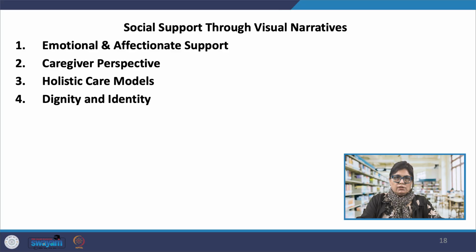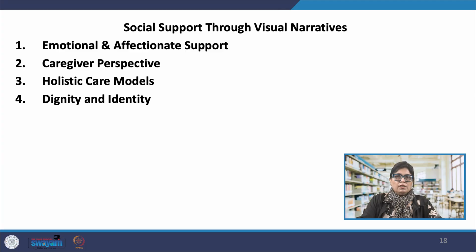Social support through visual narratives. Social support is a core pillar of palliative care, and graphic medicine highlights its multidimensional nature. Emotional and affectionate support narratives often depict the power of presence, such as holding hands or shared quiet moments, which are vital for patients' well-being.